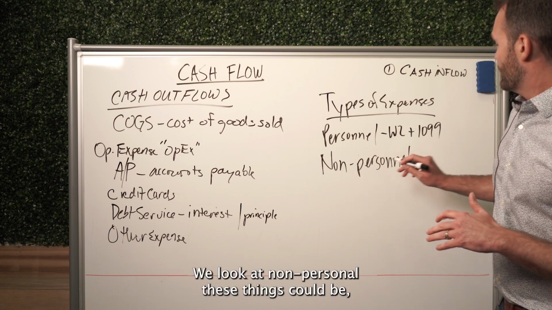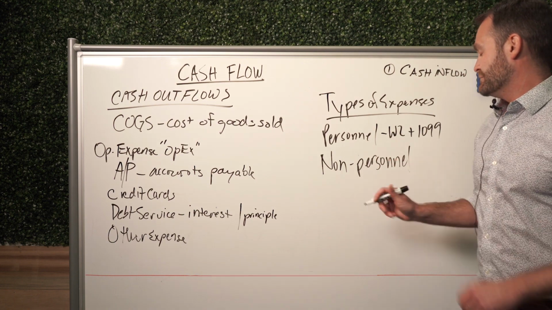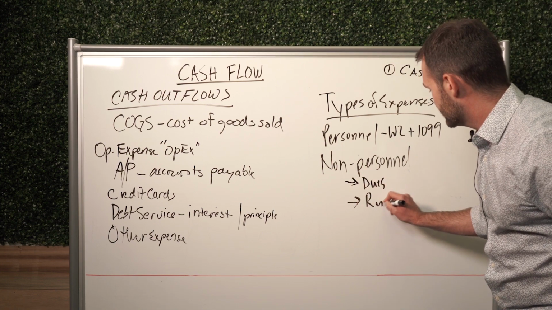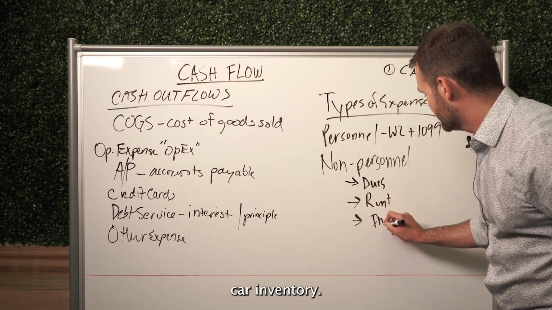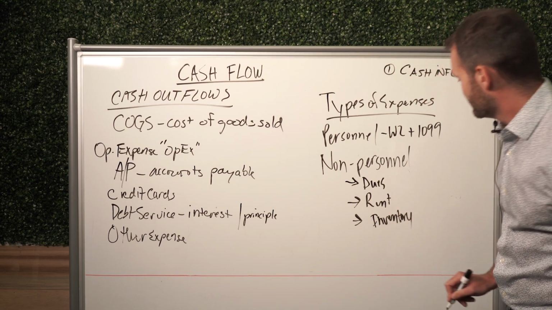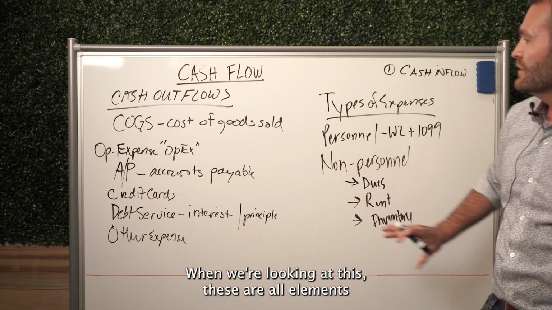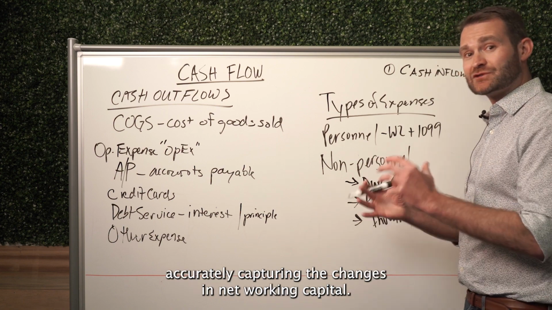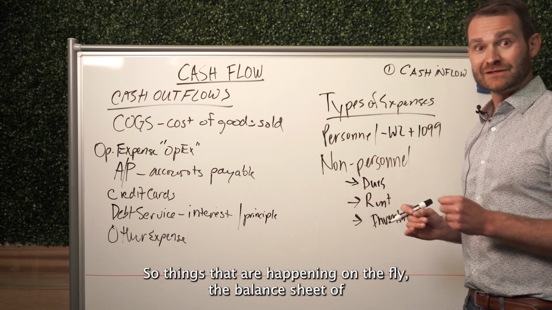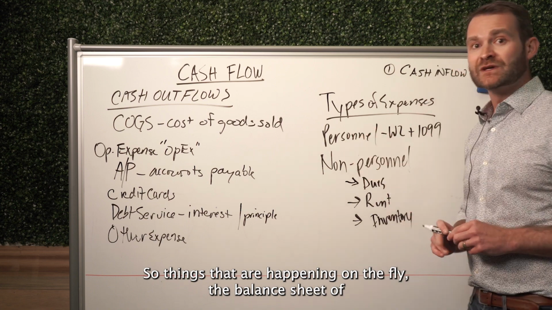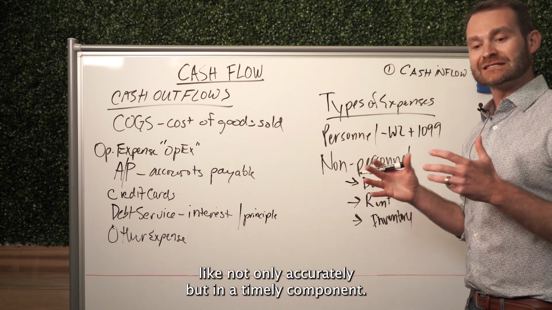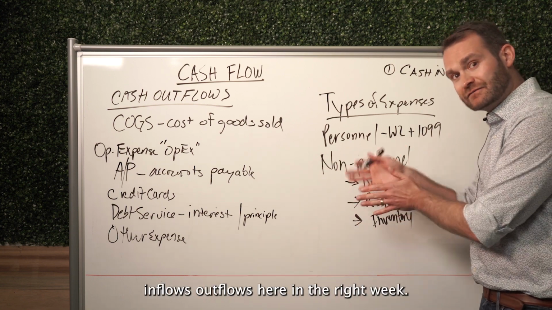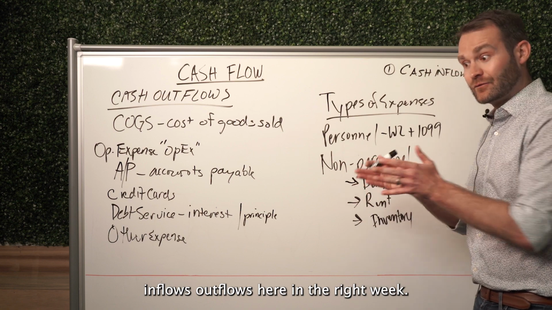When we look at non-personnel, these things could be dues and subscriptions, rent, inventory. When we're looking at this, these are all elements of net working capital. And we want to make sure we're accurately capturing the changes in net working capital, so things that are happening on the P&L and the balance sheet, not only accurately, but in a timely component. So we're putting when those expenses or cash inflows, outflows hit in the right week.